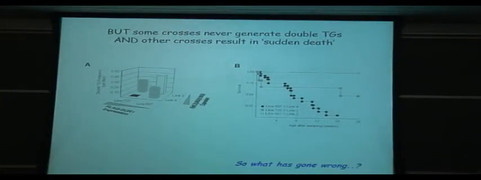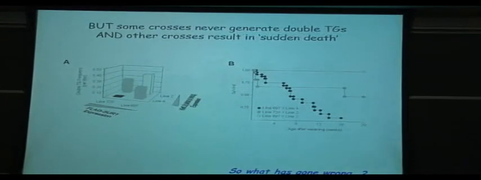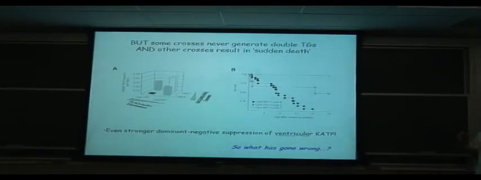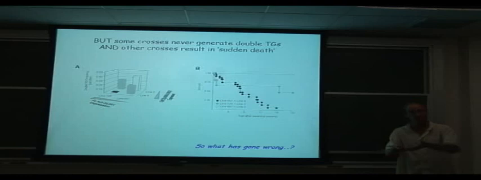And so the question is, what has gone wrong? Have we in fact now generated massive overexpression of KATP and killed the animals in the ventricle? The answer is not in the ventricle at least, because, and I'm not showing you all the data, we get an even stronger dominant negative suppression of ventricular KATP.